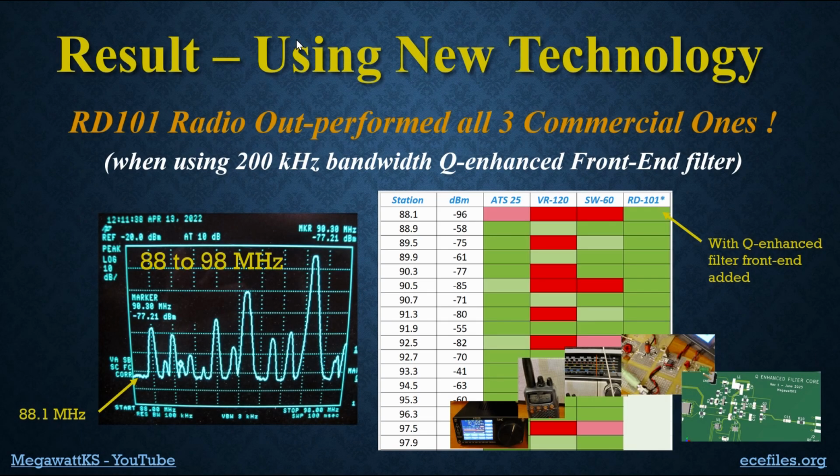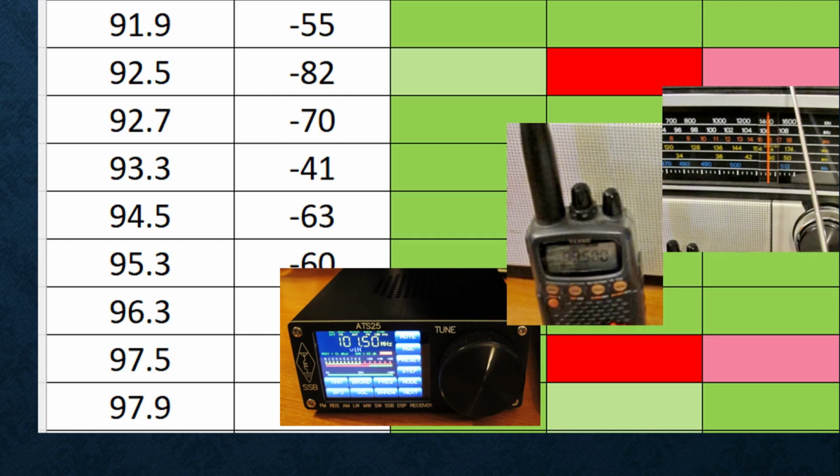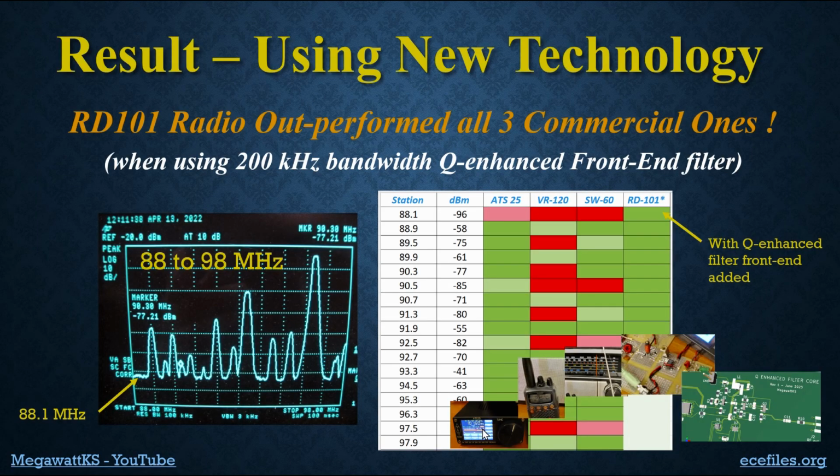So the result, using this new technology, is that our little radio that we designed in Radio Design 101 outperformed all 3 commercial radios. Now I say 3 because I added in a newer ATS-25 radio down here, a digital signal processing radio. It did pretty good, as you can see in this column, but even it wasn't able to receive this really weak station at 88.1, which is at minus 96 dBm.